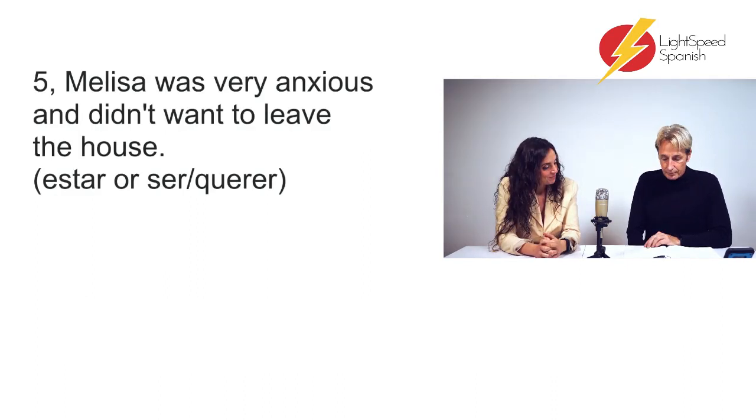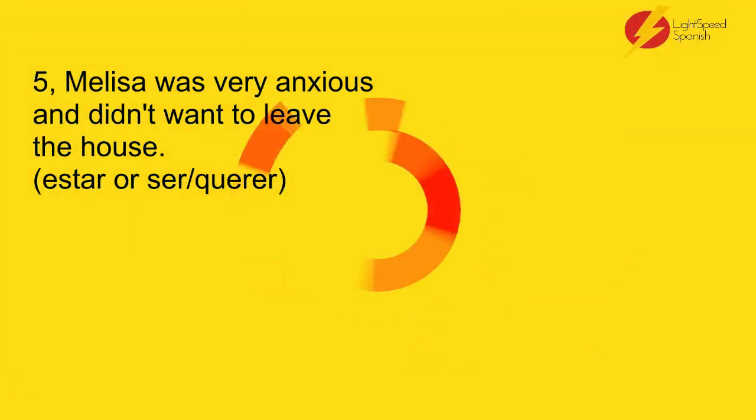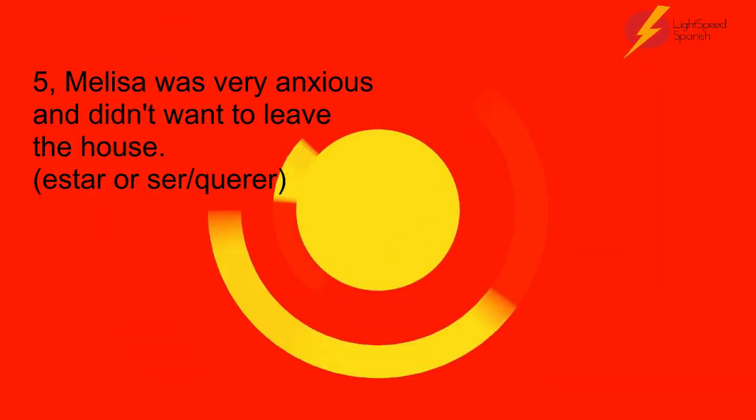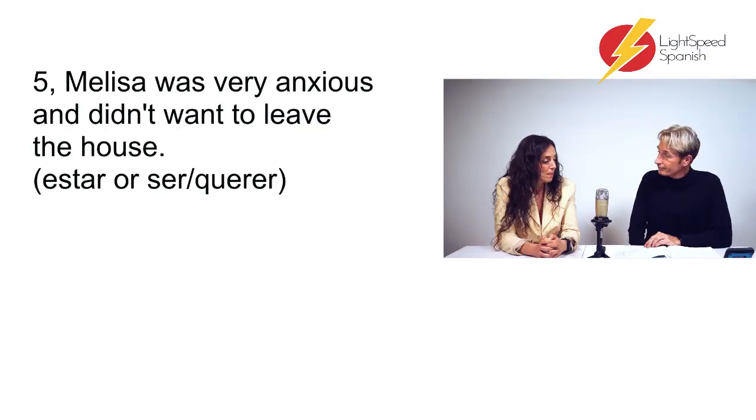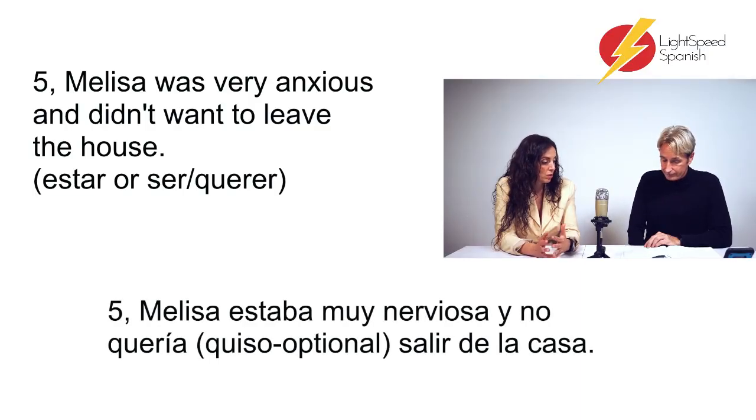Exacto. Número cinco. Melissa was very anxious and didn't want to leave the house. So that's either estar or ser. You've got to decide. And querer. Cynthia: Melissa estaba muy nerviosa. Y no quería salir de casa.